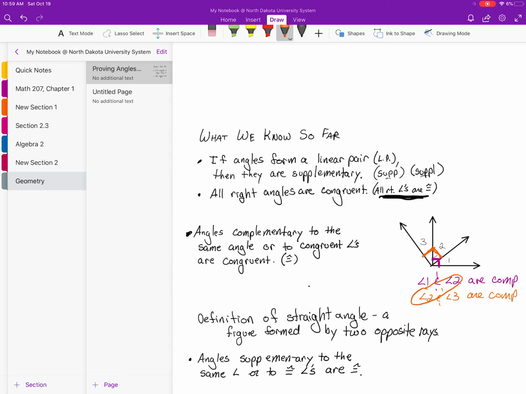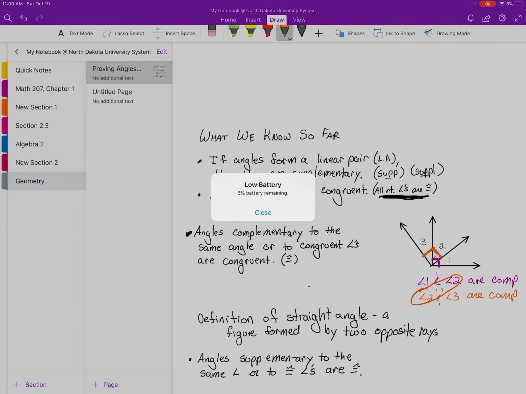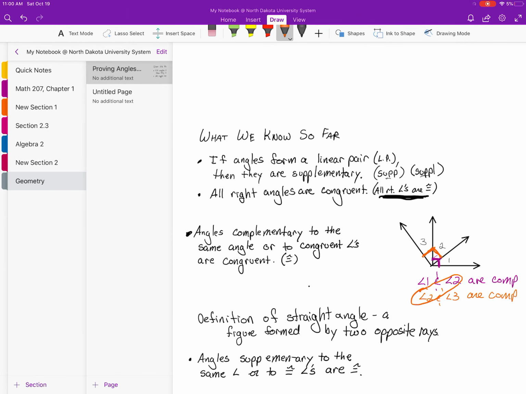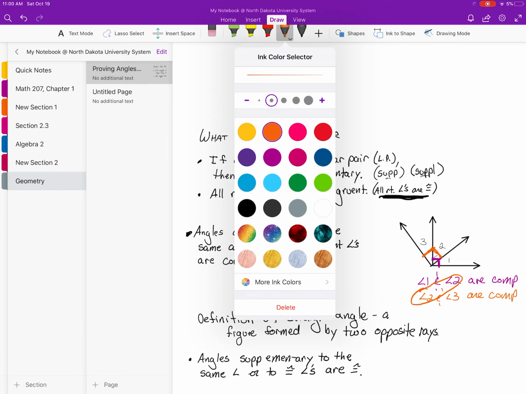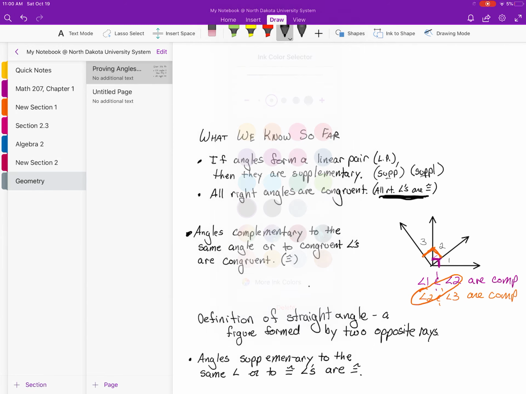Well, what's the common link? We have angle 2 appears in both. By the reflexive property, angle 2, I have 5% left now, angle 2 is congruent to angle 2. If 1 is complementary to 2 and 3 is complementary to 2, then these two have to be congruent as well, right? Come on, back to black. So those two are congruent.